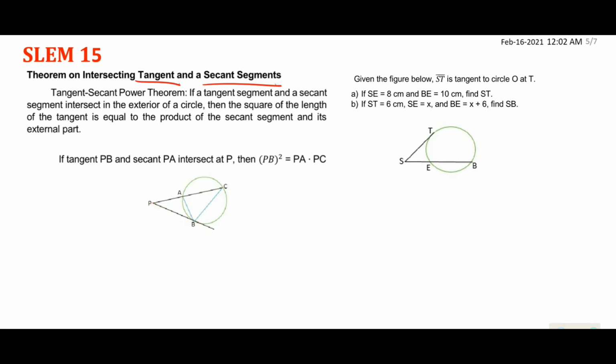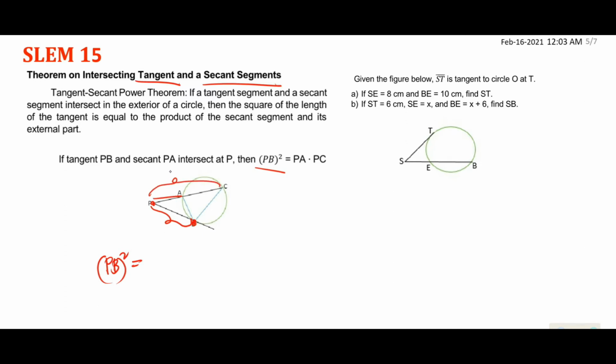So, ang formula naman dito, yung nasa labas, eto, squared mo to. That's why you have PB squared. Take note ng squared, multiply mo sa sarili niya. Tapos, ito, PA times PC.